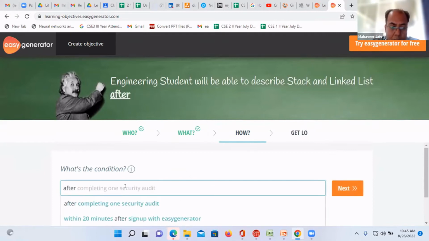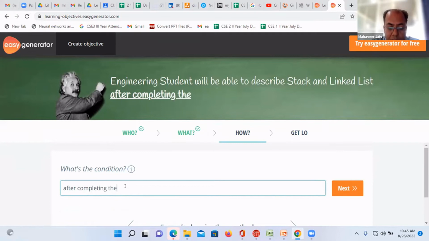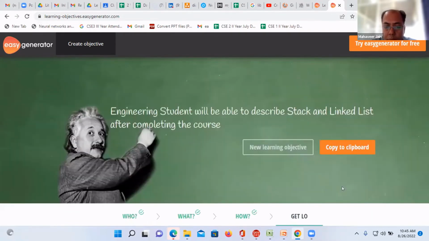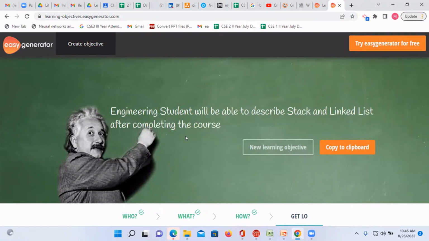After completing the course. So finally, this is my objective that you have read from here. Engineering student will be able to describe stack and linked list after completing the course. So this is my one objective. It can be from the first unit also.